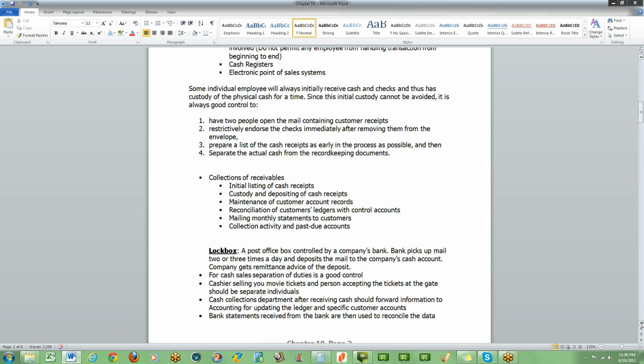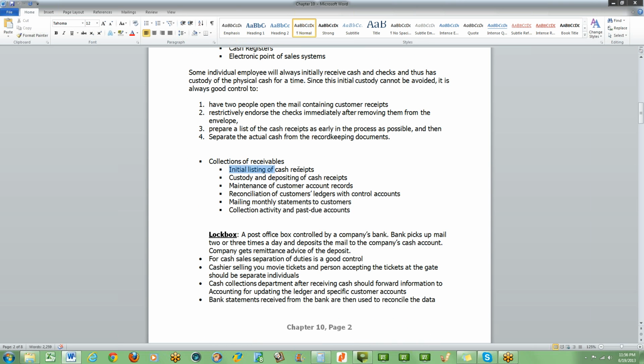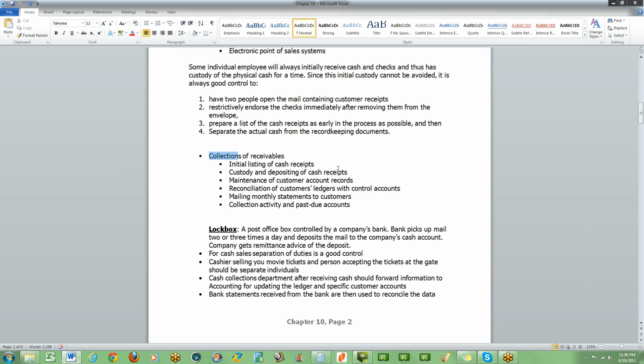Okay, now once you get the cash in, you need to update the ledger. This is the entry, debit cash, credit accounts receivable. Who keeps the cash until it is deposited? Subsidiary records should match with the general records, reconciliation of the subsidiary accounts, monthly collection cycle and mailing outstanding, and collection activity in past due accounts. So we need to look at all these things anytime there is cash receipt.